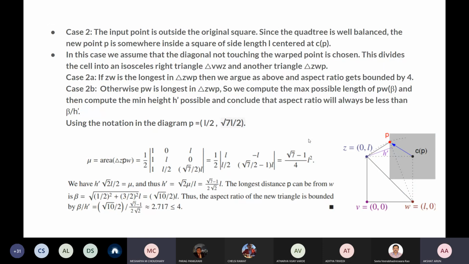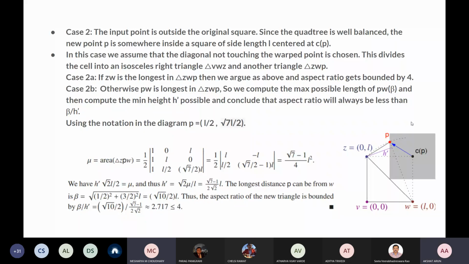The second case is when the input point lies outside the original square. Since the quad tree is well balanced, the new point P must be somewhere inside a square of length L centered at C of P. In this case, we assume that the diagonal not touching the warp point is chosen. This divides that cell into an isosceles triangle VWZ and another triangle ZWP. The first case is when ZW is longest in ZWP, then we can argue as previously, and the aspect ratio gets bounded by 4. The second case is when PW is longest in ZWP.